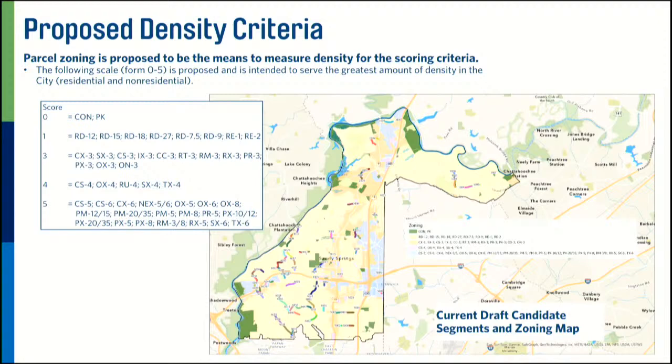That proposed density criteria would be based on density as defined in our current city zoning map. In that case, you see a score of 0 there for conservation or parkway. It would truly be a score of 1 for that, so an update there, please. And then the next score up, a score of 2 in this case, for RD12 through RD2, et cetera. Those would be the single-family residential areas.